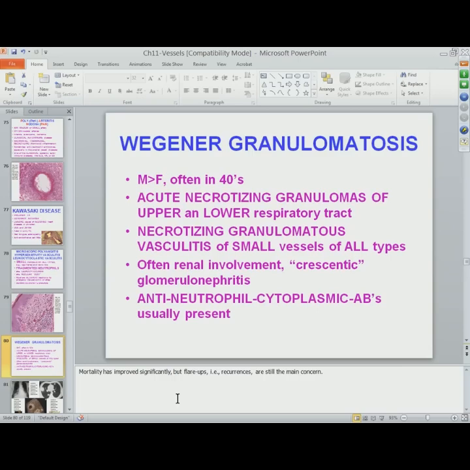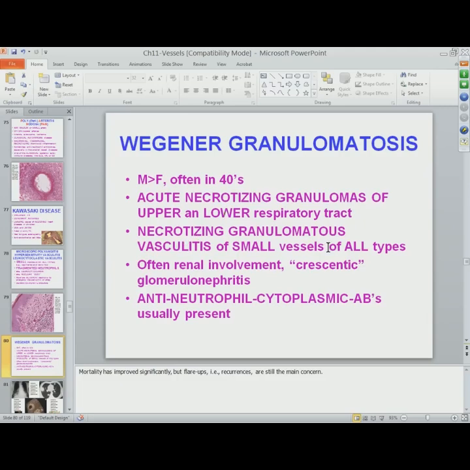Okay, we're down near the end. We'll talk about Wegener's granulomatosis, still very, very much a mysterious disease. It's more often in females than in men. It's in middle age, so we'll say 40s. It's very often necrotizing granulomas. Two features of Wegener's granulomatosis are, number one, granulomas, and they're all necrotizing. They're necrotic. And they're almost always limited to the upper and lower respiratory tract, sometimes the kidney.